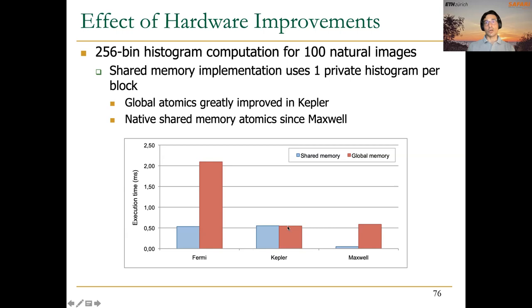However, in Kepler, there was a hardware optimization of the atomic operations in global memory, but not in shared memory. Interestingly, the execution time was quite the same in both implementations. However, in Maxwell, the hardware of the atomic operations in shared memory also improved, due to native atomic operations in shared memory. And we see how, again, the execution time reduces significantly. And again, it really makes sense to use one privatized histogram in shared memory instead of a single histogram in global memory.